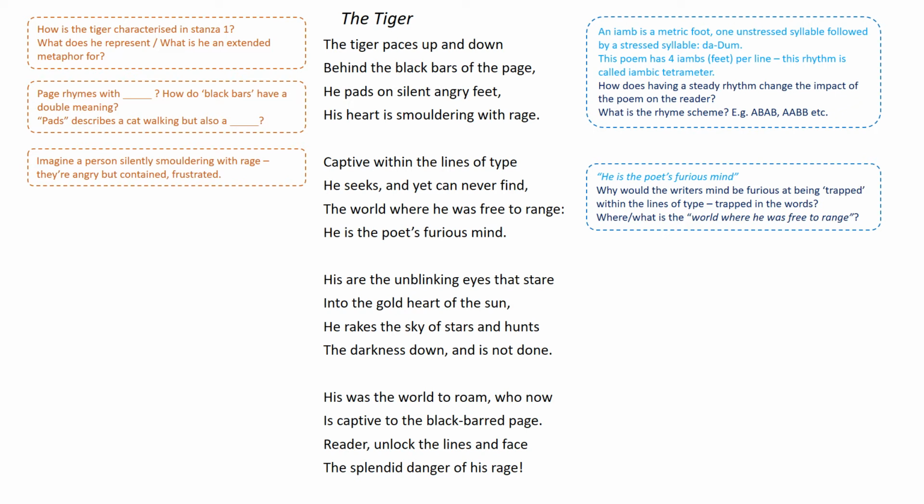So why would the writer's mind be furious at being trapped within words, trapped within the lines of type? So where or what is the world where he was free to range? If the tiger is the poet's furious mind, how is the poet's furious mind free to range somewhere and then trapped within the lines of type? What does that mean?